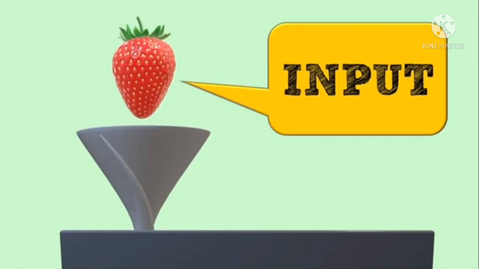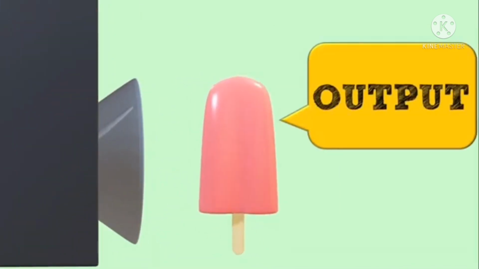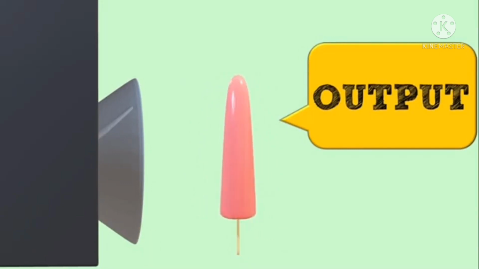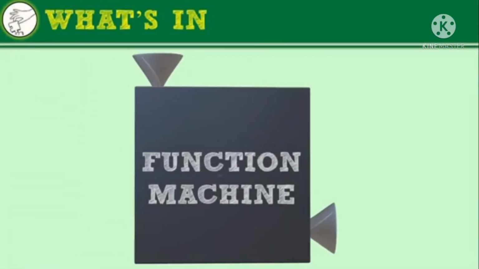In this example, that's the strawberry. It relates the input to this. This is the output. In this example, from strawberry, the output is now the ice cream popsicle or the ice pop. That is our function machine, from the input, relating it to our output. Because remember, a function is a special type of relation.